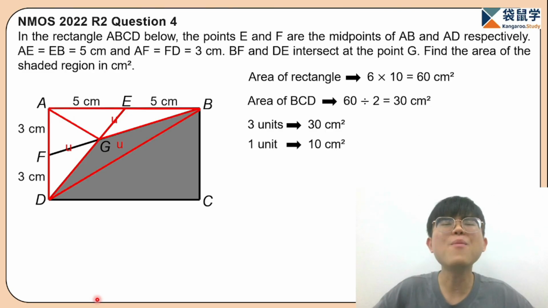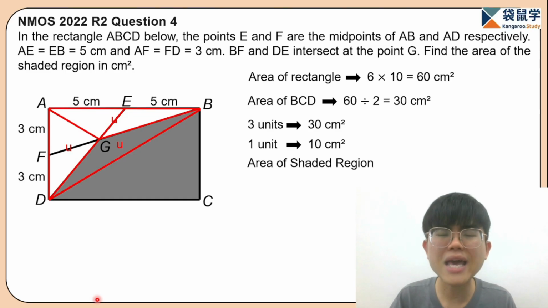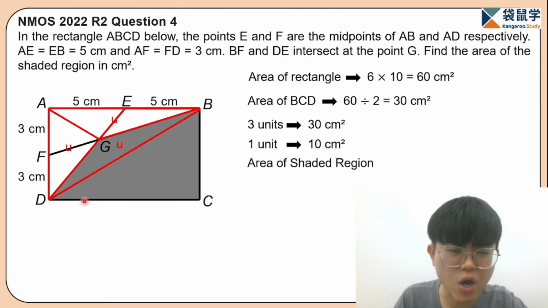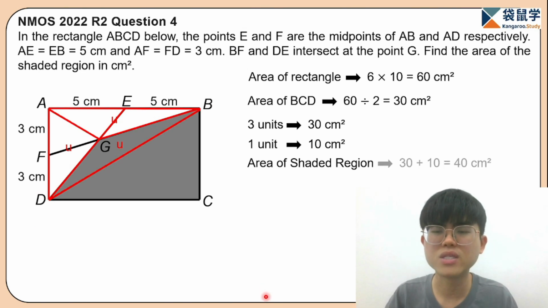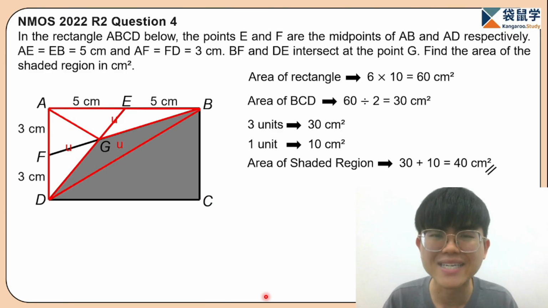And now, we will be able to find our shaded region. So now everyone, we find the area of the shaded region. Just now, we already calculated here, it is 30. And now, we say that this 1 unit is 10. So we just have to use 30 plus 10, it is 40 centimeters squared. And this is our final answer.